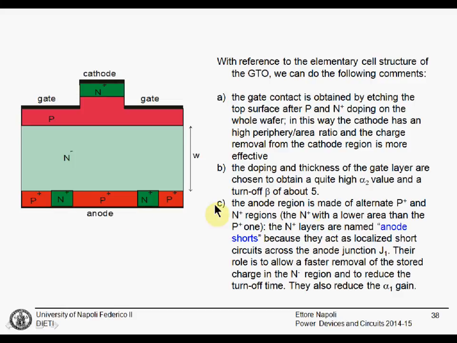The anode region is made of alternate P plus and N plus regions. These are anode shorts. In this way, they allow a faster removal of the stored charge, in the sense that in this case, this N plus will reduce the efficiency of this P plus hole injection region, and in the end you will have less charge stored here, and this will prevent, for example, the unwanted turn-on during the increase of the anode to cathode voltage.